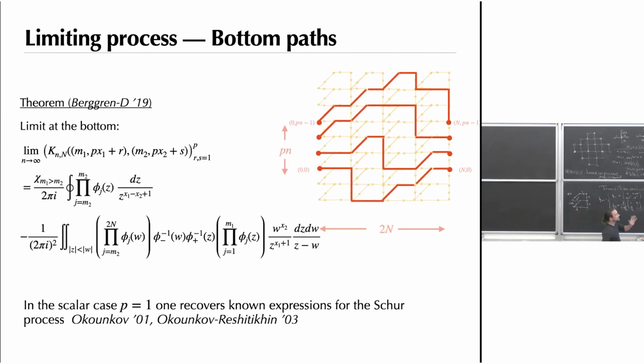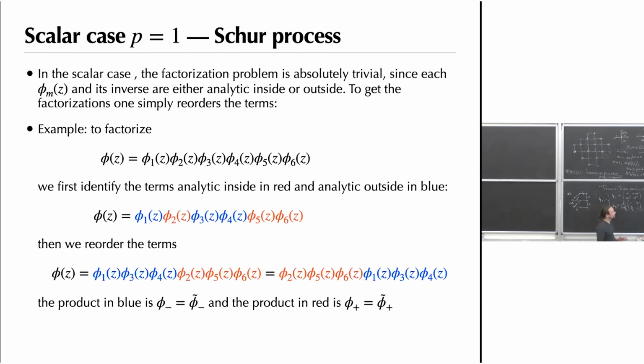Now, in the scalar case, if the phis are actually scalar, then finding a Wiener-Hopf factorization is rather trivial, because you get a bunch of terms. Each one of them is good either inside the circle or outside the circle, and you just reorganize terms. And life is easy. You just get your factorization for free, and tildes don't matter.